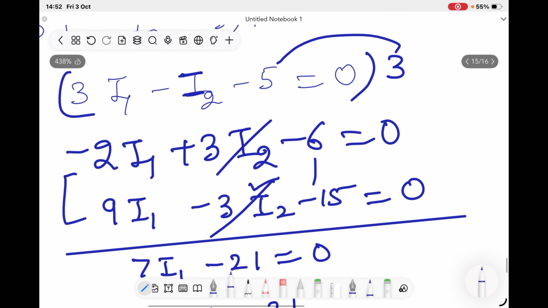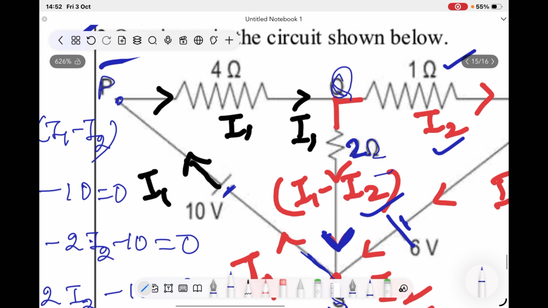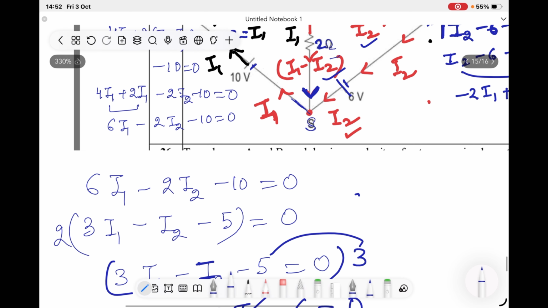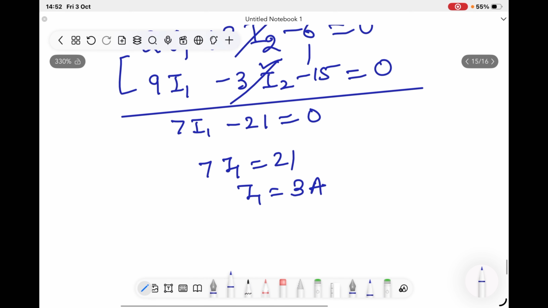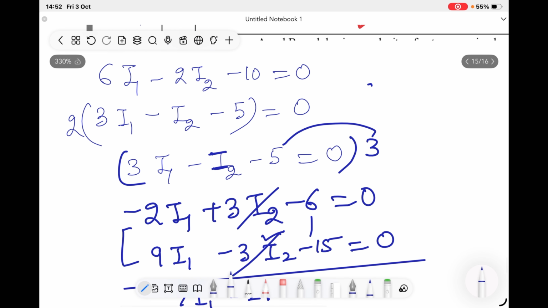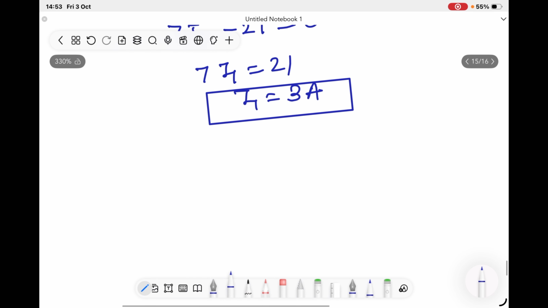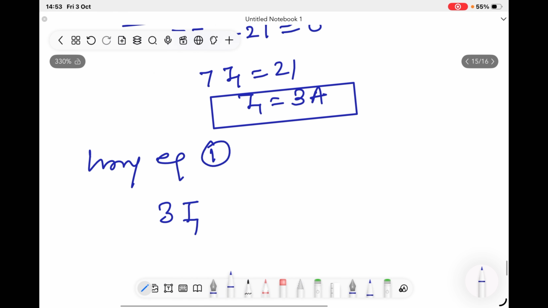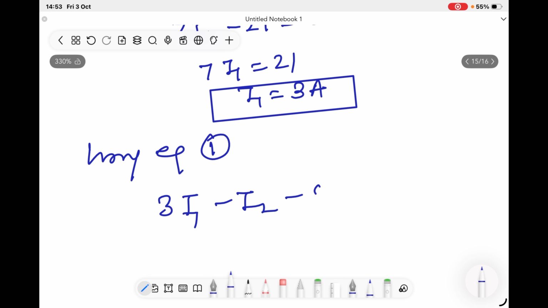So my first current is ready. Now what is I1? Go to the diagram and see what is I1. So I1 is 3 and I1 is the current through 4 ohms. So I am ready with one current at least. Now I'll substitute I1 and find out I2. My I1 is this. I'll put it in the first equation, which is this equation. Using equation 1, 3I1 minus I2 minus 5 equals 0.